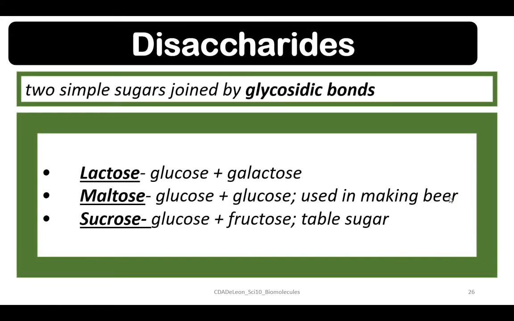Disaccharides, when you say disaccharides, it means two simple sugars. Di means two, which are joined by glycosidic bonds. So we have lactose, where glucose is combined with galactose, maltose, combined with glucose and glucose, used in making beer, while sucrose is a combination of glucose and fructose. It is also commonly called table sugar.